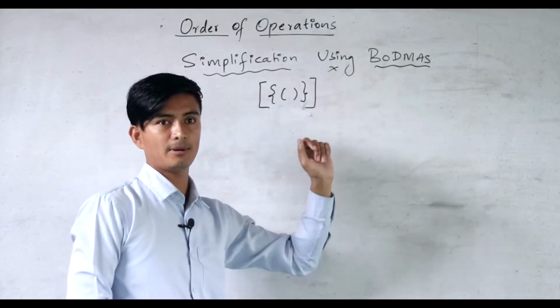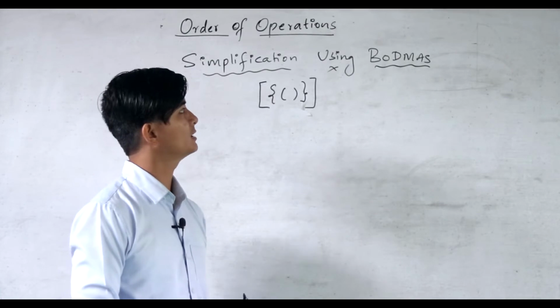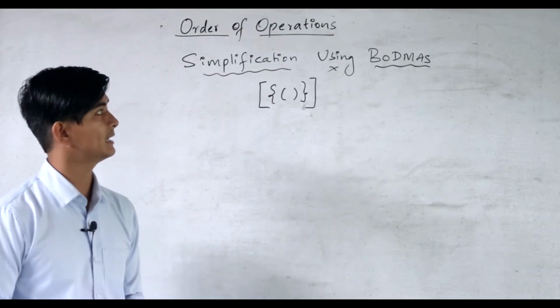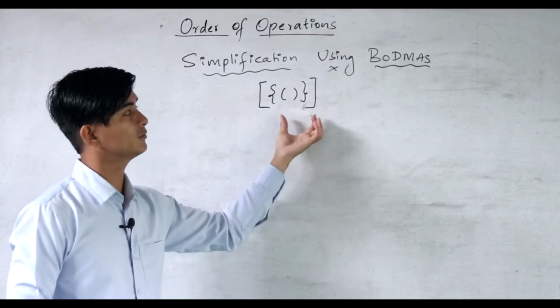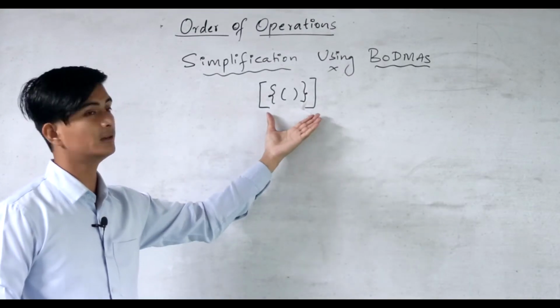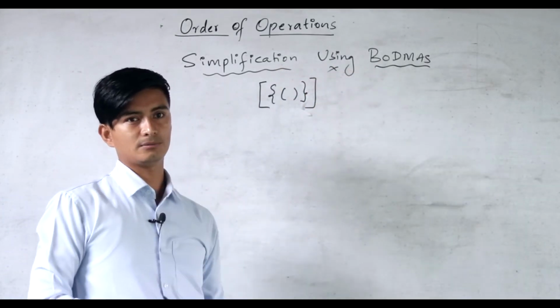Here B means bracket, O means off, D means division, M means multiplication, A means addition, S means subtraction. So first, what you need to do is open this bracket, or solve this bracket, and then go in order.